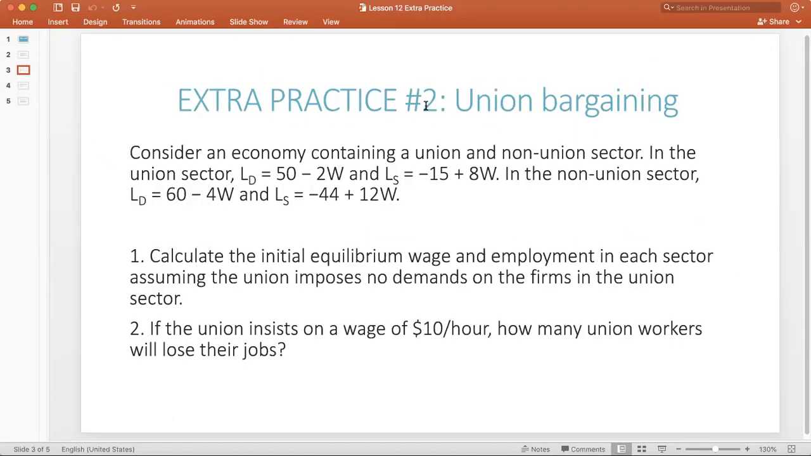So this is about union bargaining. It says, consider an economy containing a union and non-union sector. In the union sector, labor demand is 50 minus 2W, and labor supply is negative 15 plus 8W. In the non-union sector, labor demand is 60 minus 4W, and labor supply is negative 44 plus 12W. Calculate the initial equilibrium wage and employment in each sector, assuming the union imposes no demands on the firm in the union sector. This problem is very similar to some of the stuff we did in the last one.